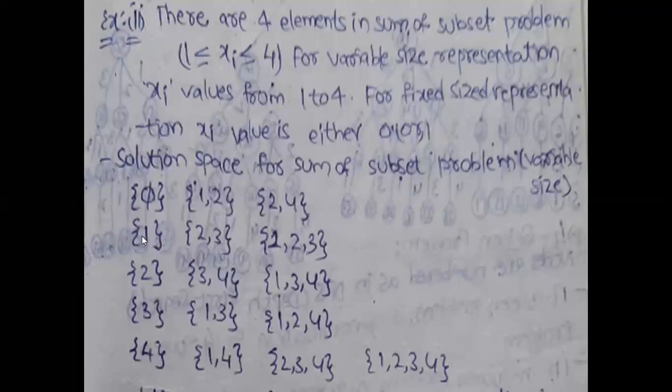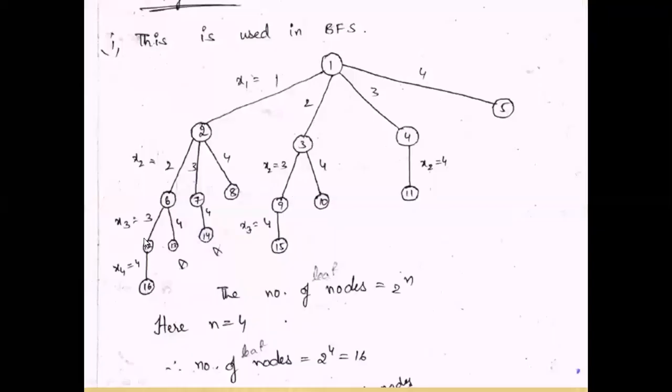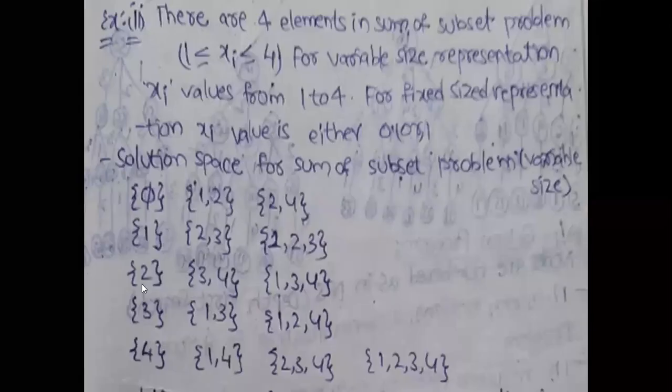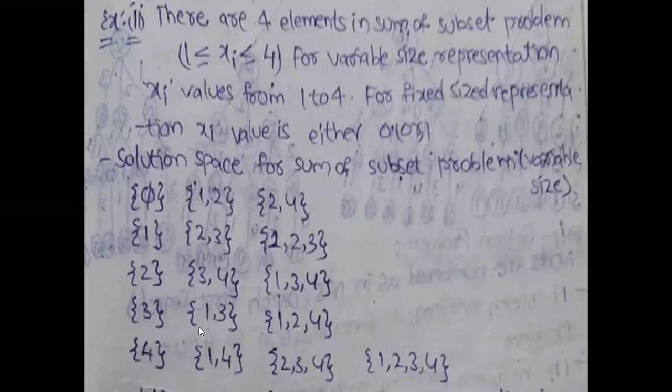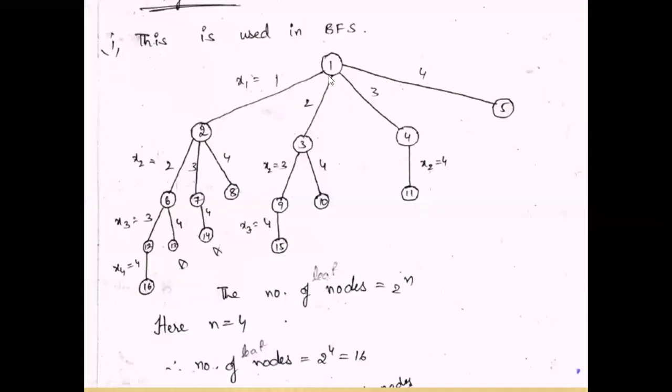So x1 equal to 1 is represented from level 0 to the first level. Next, x1 equal to 2 is represented by another child. Next, x1 equal to 3.